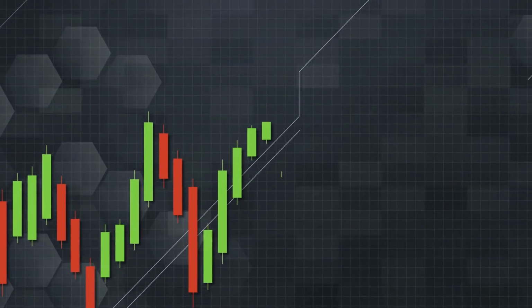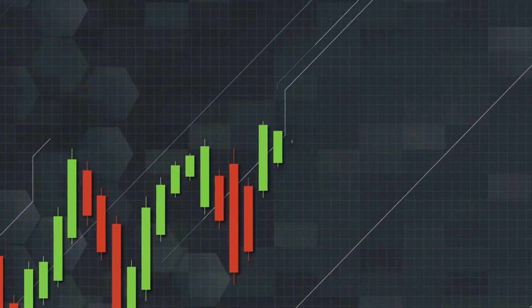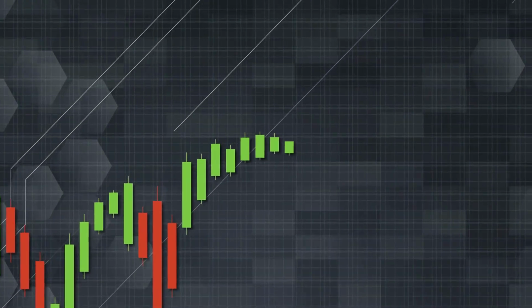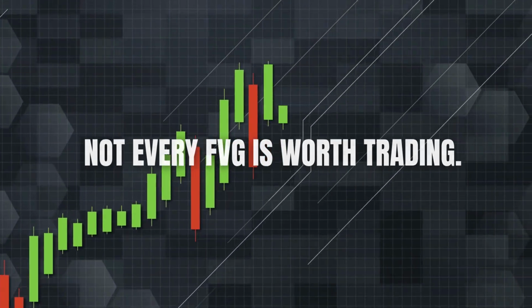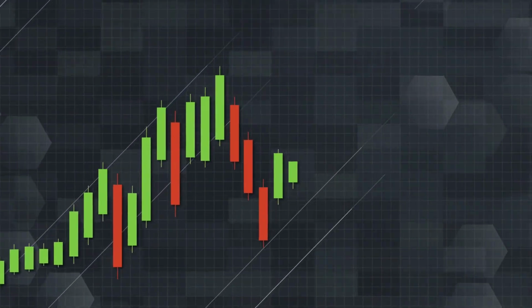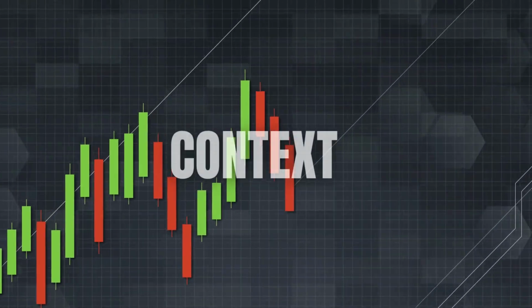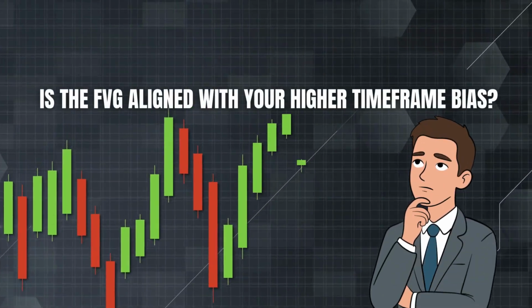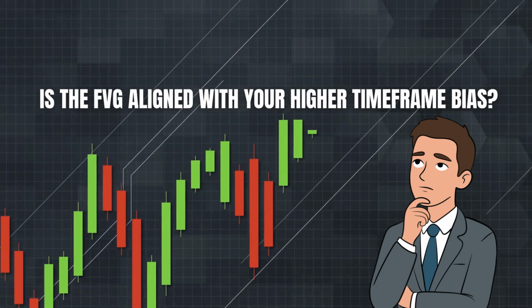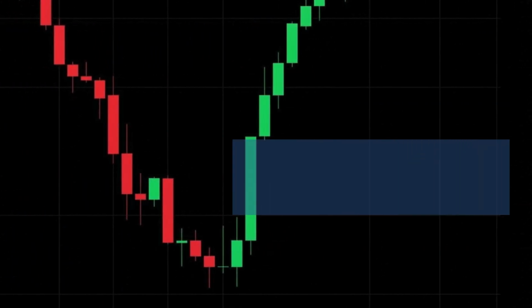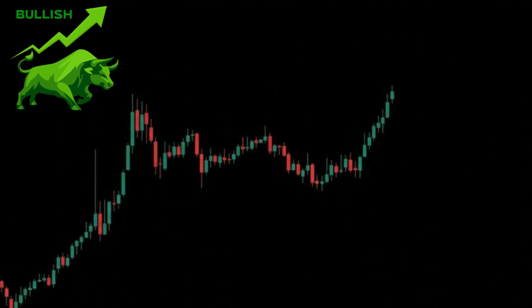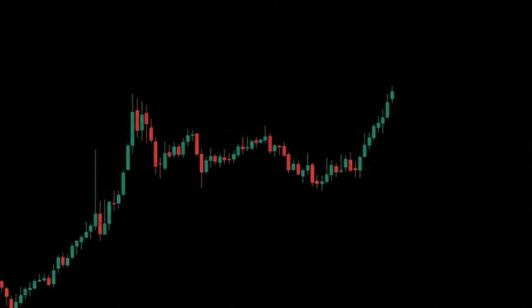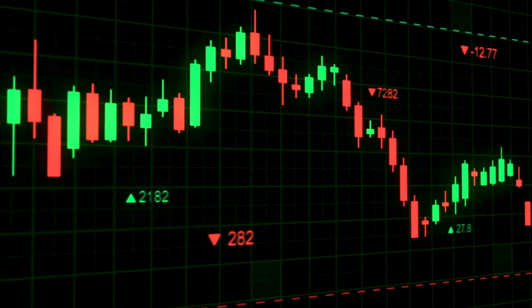Once you learn to spot fair value gaps, you will start seeing them everywhere. And that is actually a problem, because not every FVG is worth trading. There are a few things that separate a high-quality FVG from one you should ignore. The first is context. Is the FVG aligned with your higher timeframe bias? A bullish FVG on the 15-minute chart means a lot more when the daily chart is bullish and you are in a discount zone. A bullish FVG against a bearish daily trend is much lower probability. Always check the bigger picture first.